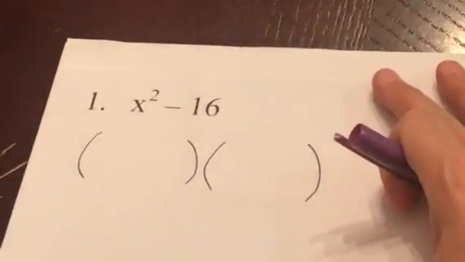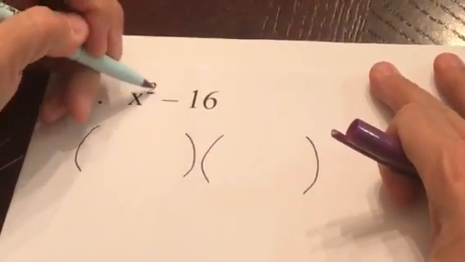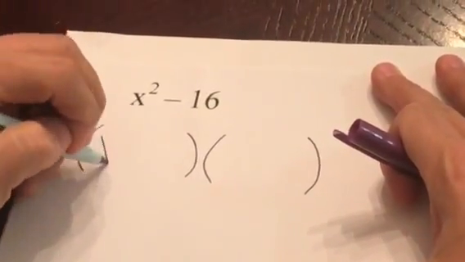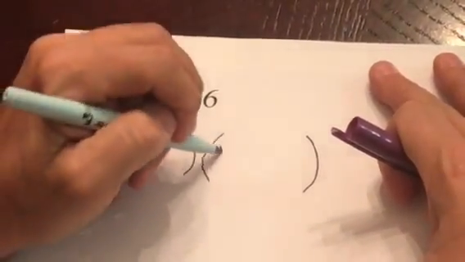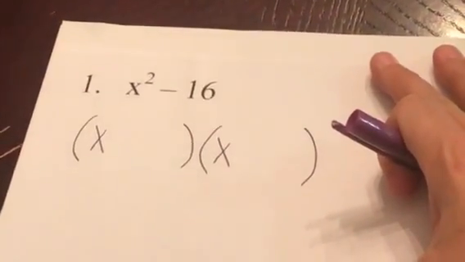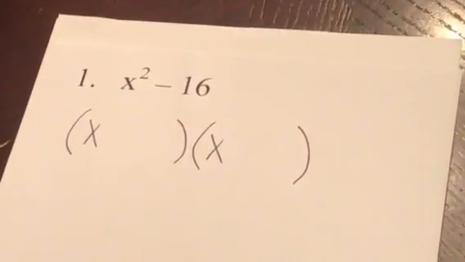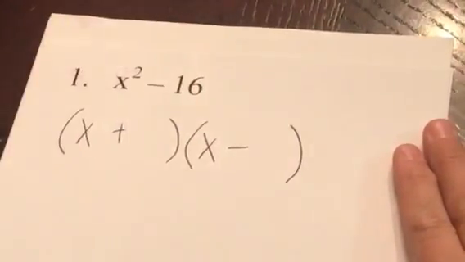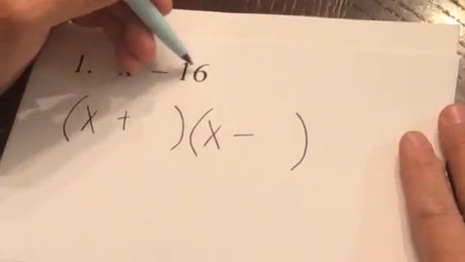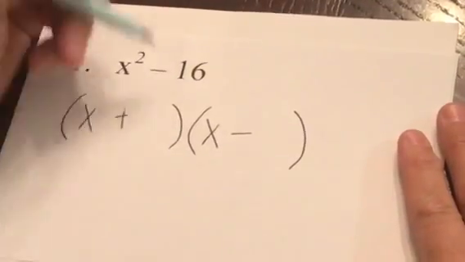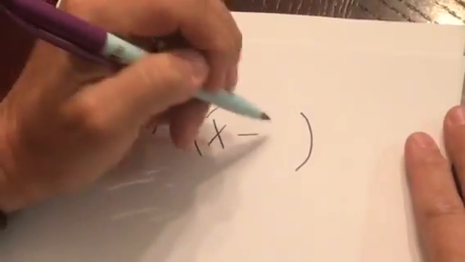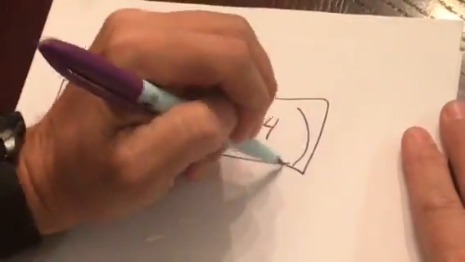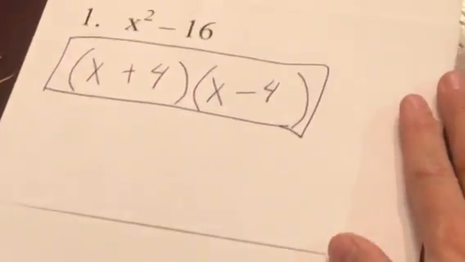I'm going to set up my two parentheses. The x squared, or x to the 2, since there's two of them, we split those up. One x goes in the first parentheses, one x goes in the second parentheses. 1 plus, 1 minus. The square root of 16, the number on the calculator was 4. 4 and 4. And there's our final answer.